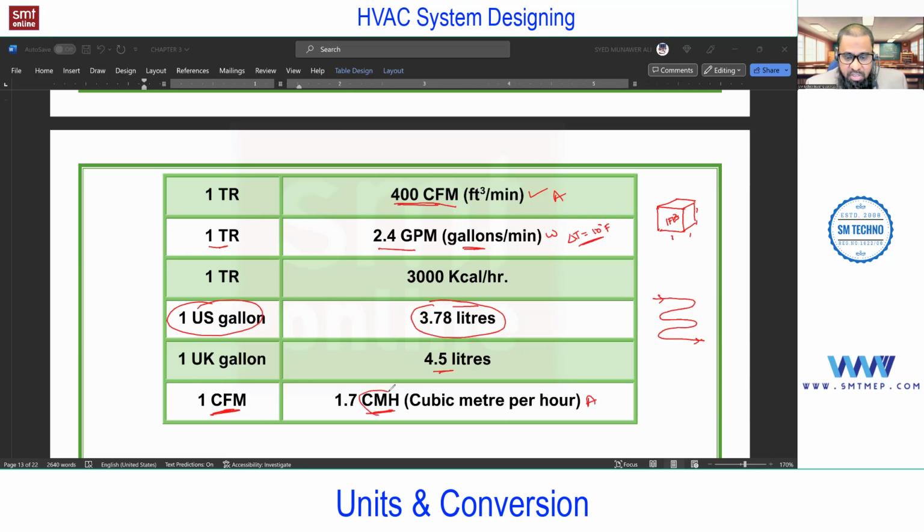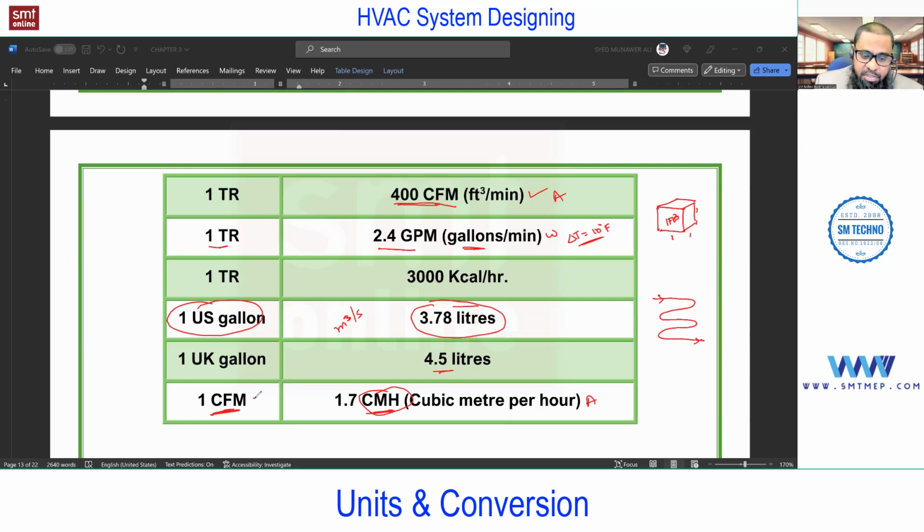And what do you think? The CMH is what, SI or metric? Metric. Because in SI we are using second. Meter is okay, but hour we are not using in metric. We are using second. So each hour means it is metric. So SI means you can consider meter cube per second. This is strictly SI for flow rate.